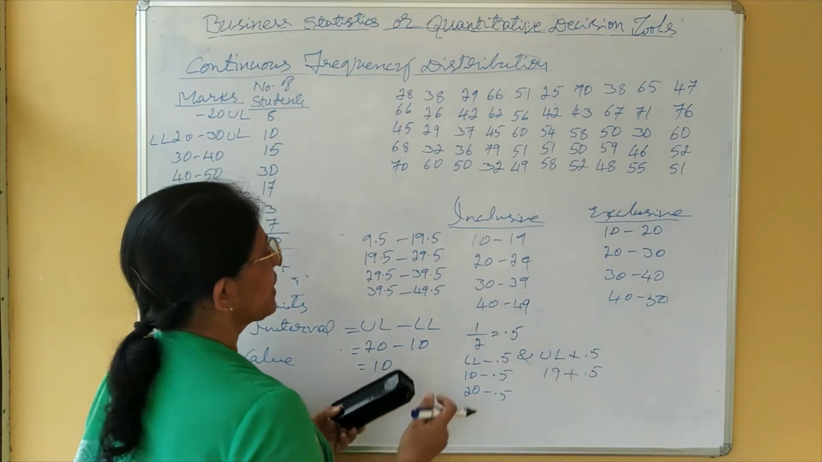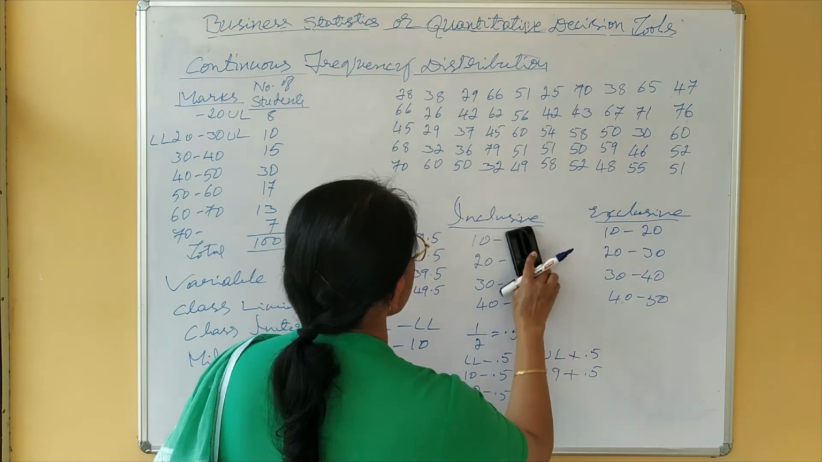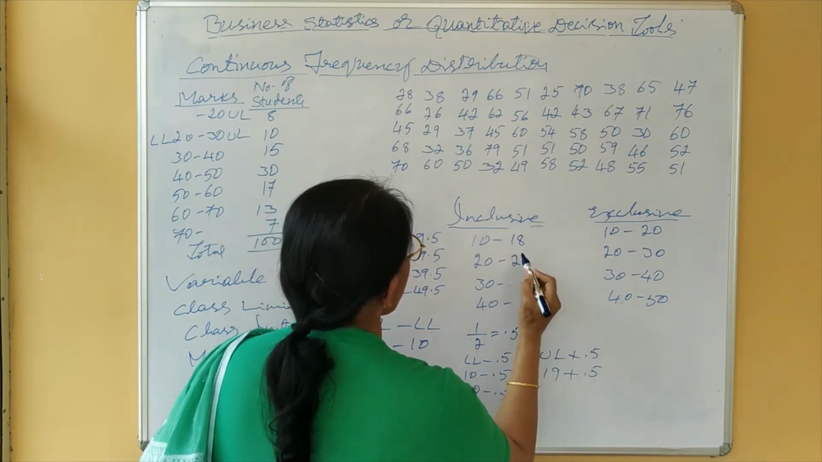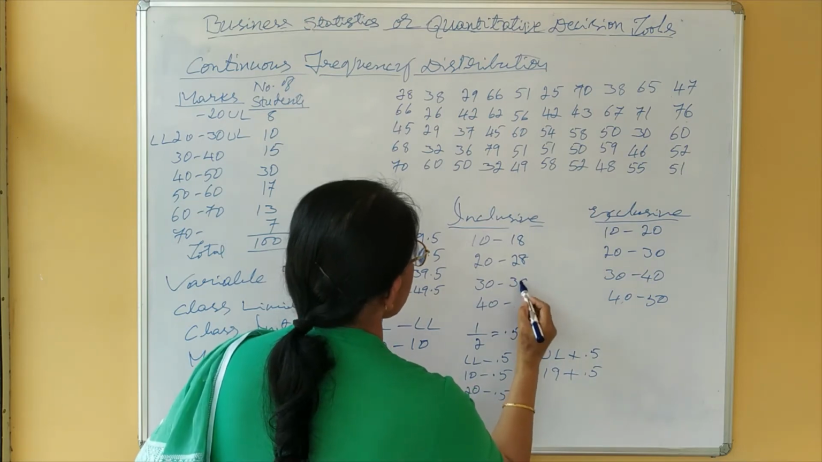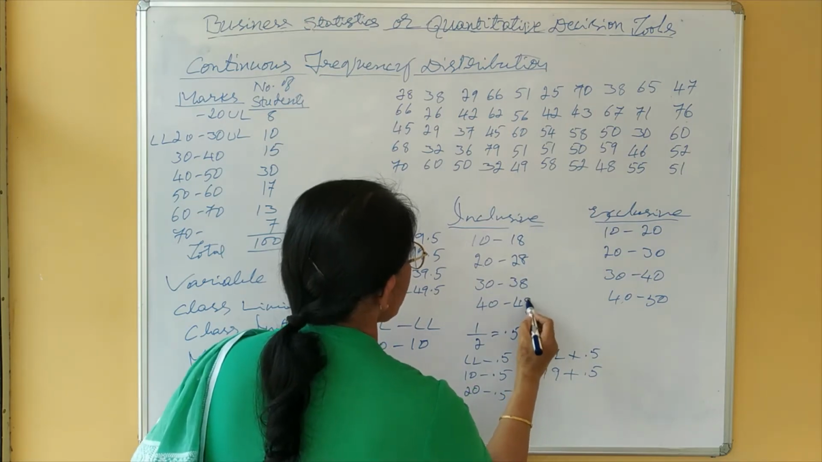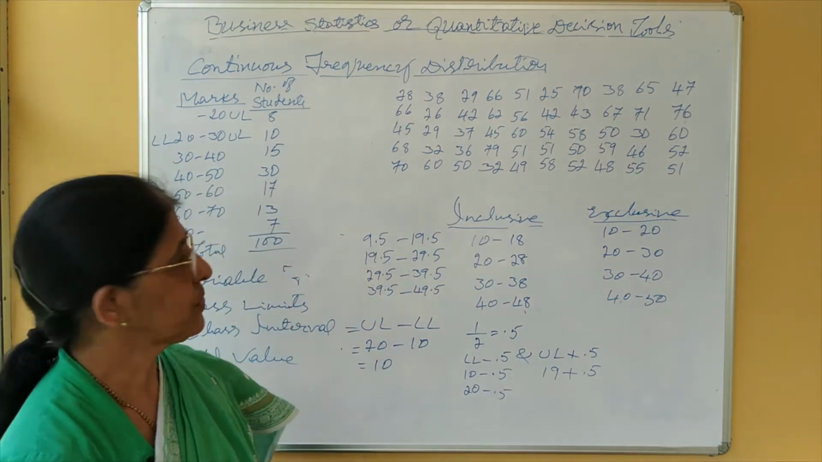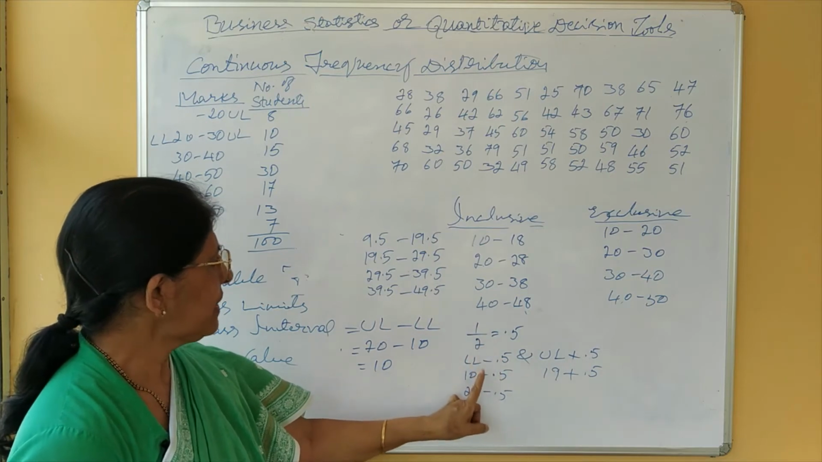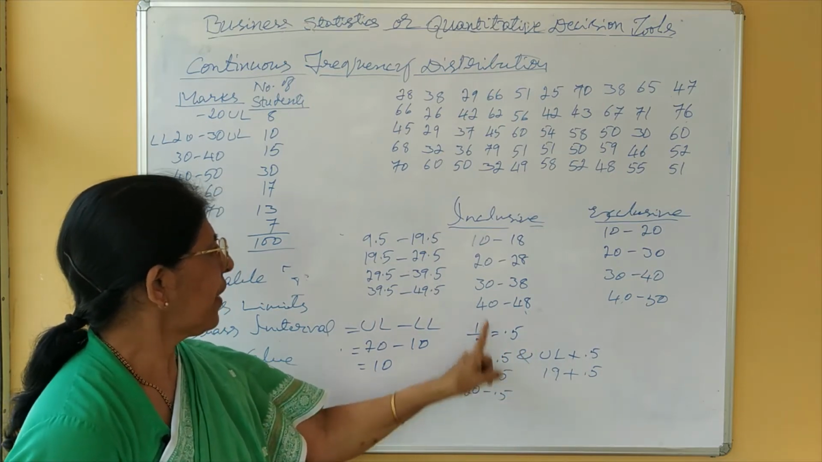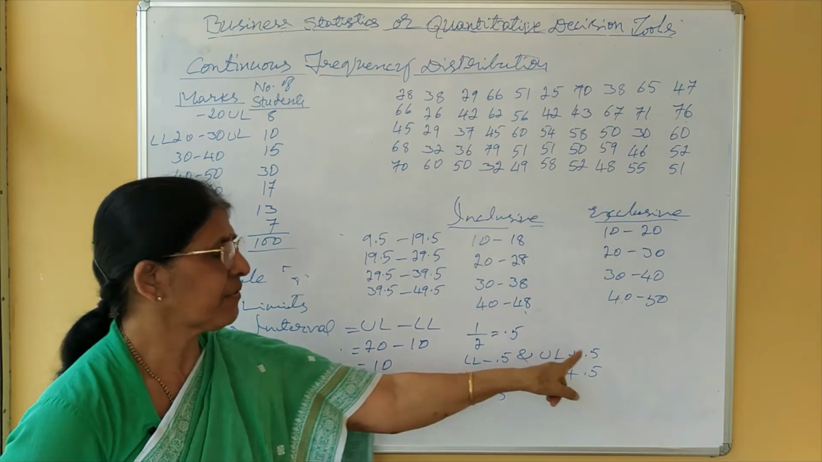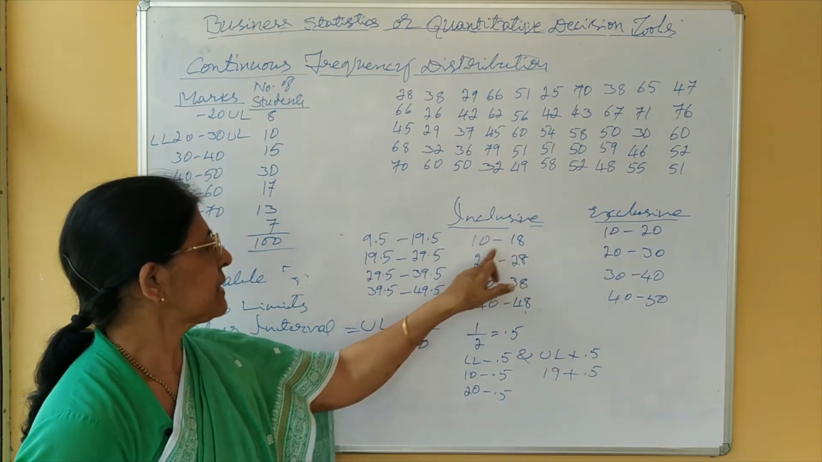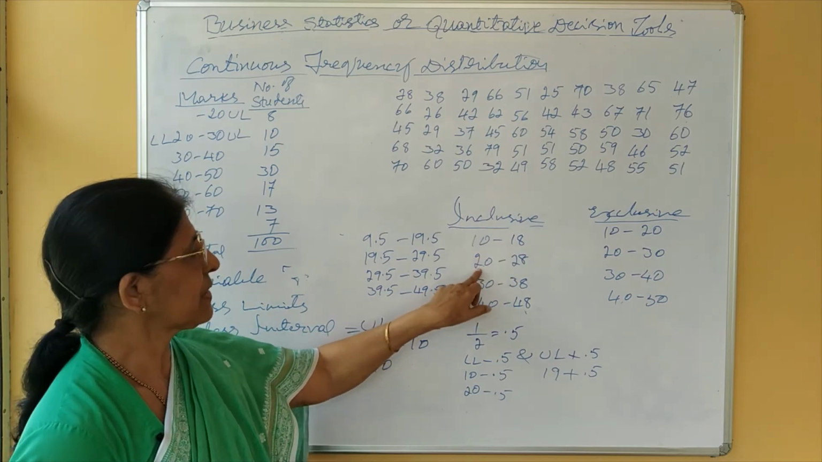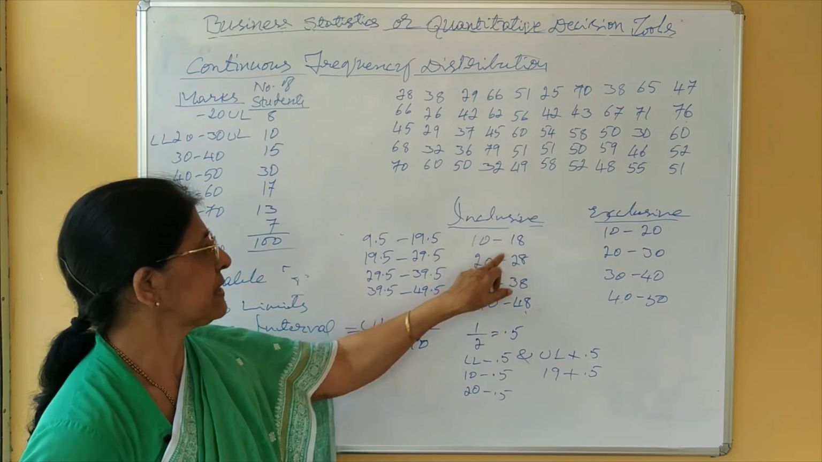By chance, if the problem was given like this, 10 to 18, 20 to 28, 30 to 38, 40 to 48, then what to do? Here also same procedure you have to follow. You have to subtract half of the jump from the lower limit and you have to add the same to the upper limit. Here the jump or the difference between the upper limit of the previous class and the lower limit of the immediate next class is how much?